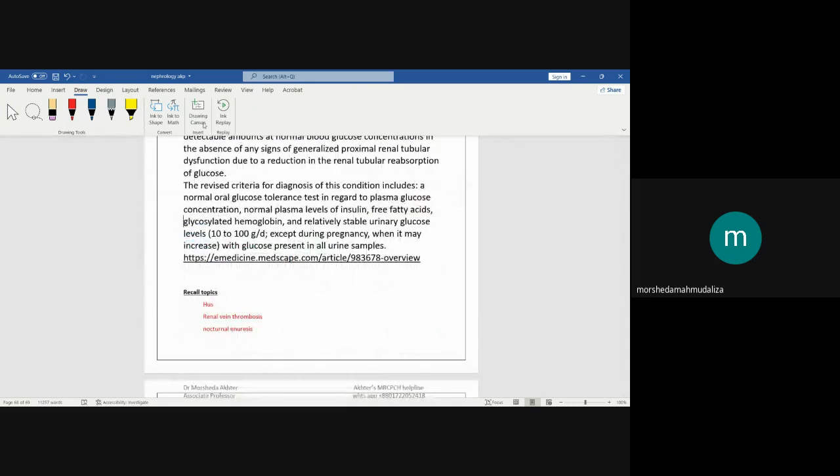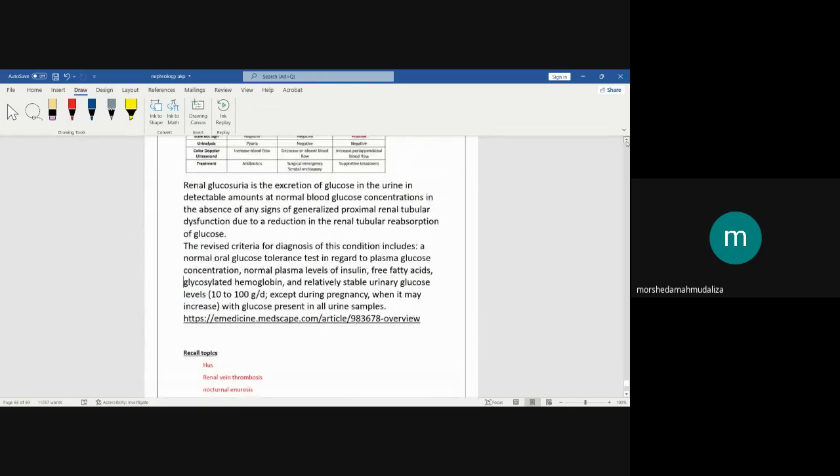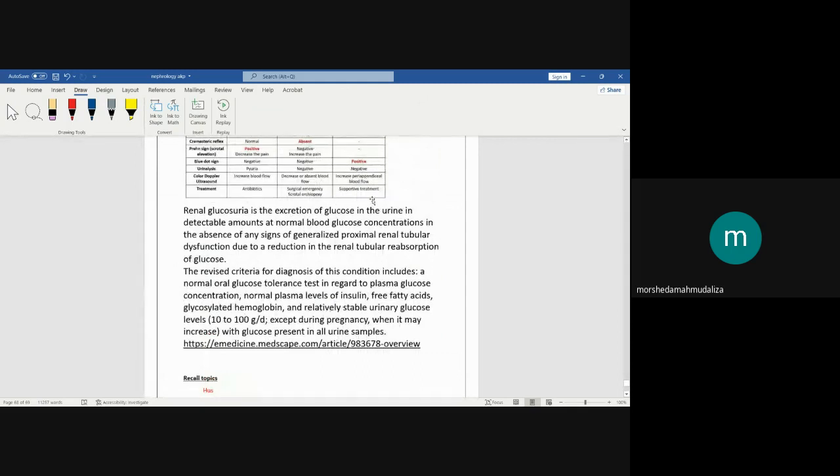There is one question that is discussed in renal glycosuria. So you are getting urinary glucose, but blood glucose is normal. In that case, you will think it is renal glycosuria. That means a problem in renal tubular reabsorption of glucose. So the question was, how can you diagnose or confirm this?